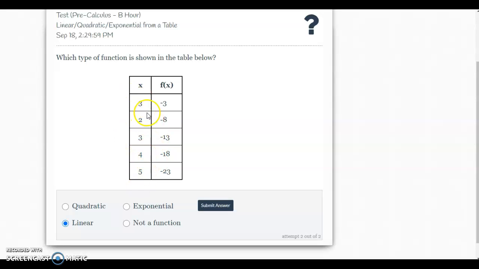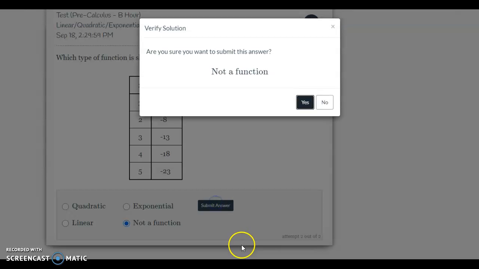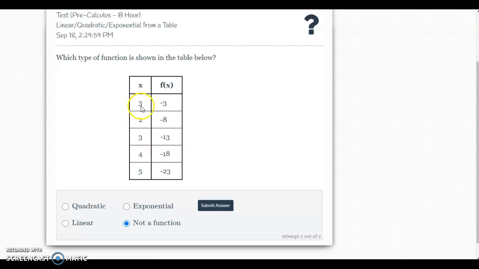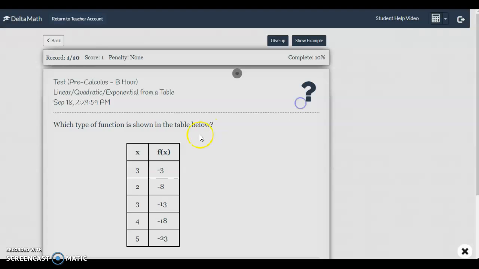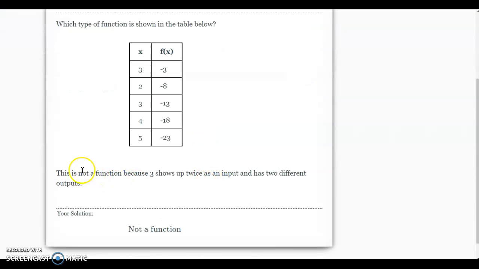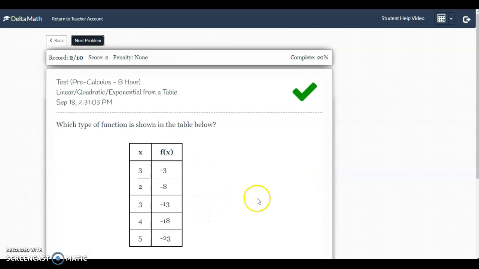They're so tricky. Remember, your x values always have to be in order. So it has to go, like this should be 1. It should be 1, 2, 3, 4, 5, and so on and so forth. So this is not a function. And you want to know why? Because look, you have 2 x values that are repeated that go to different y values. So throw back to our first lesson. They also will provide you an explanation. Look, this is not a function because 3 shows up twice as an input and has 2 different outputs. I wasn't even thinking about that.